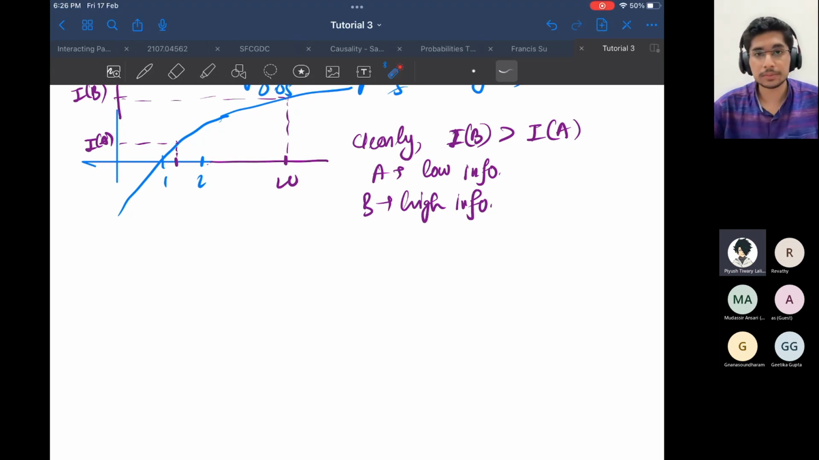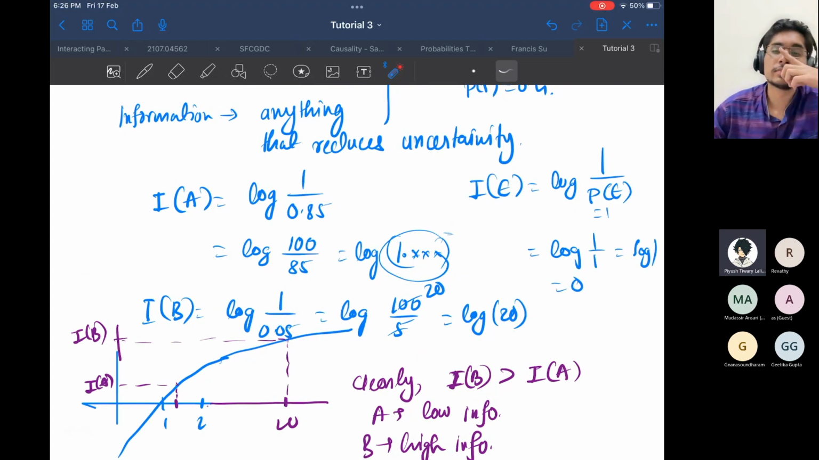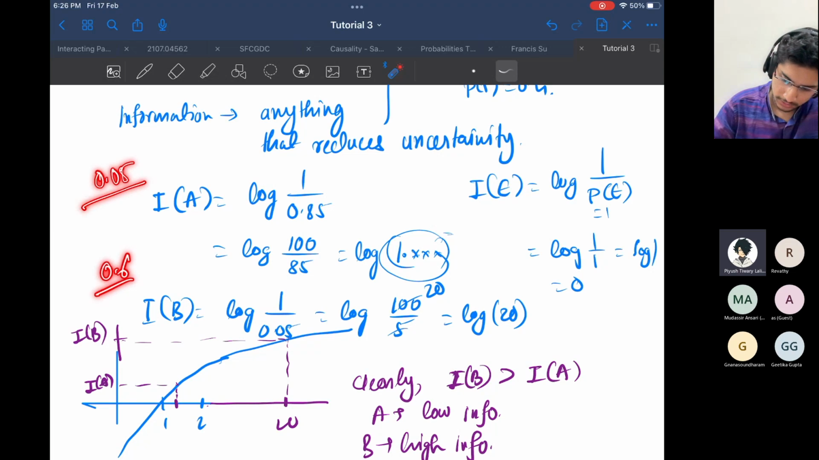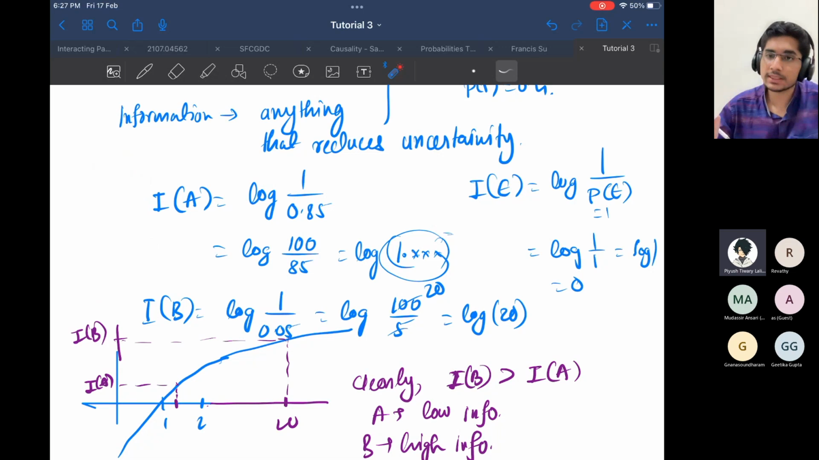Actually, when I calculated entropy, it came out to be 0.05 and 0.06. So I think even that is giving us the same answer. 0.05 and 0.06, okay. Well, entropy is not a good measure.